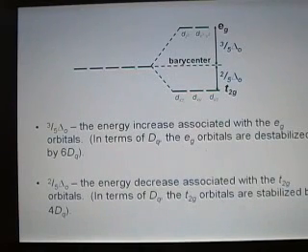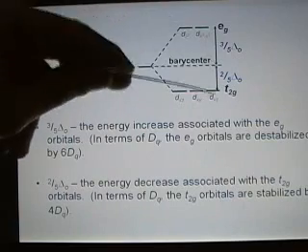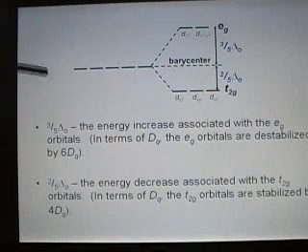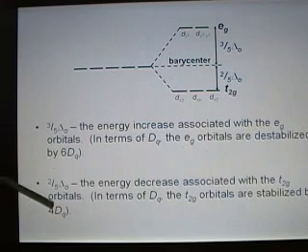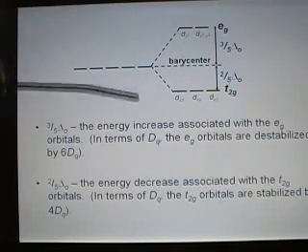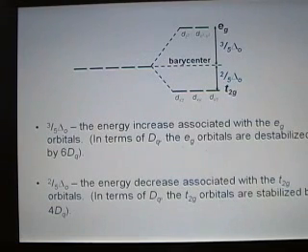Now, there's actually a certain fraction of energy that the EG is destabilized and the T2G is stabilized. If we say the entire energy between the T2G and EG is delta naught, the EG is destabilized by 3/5 of delta naught. So that's the energy increase associated with the EG orbitals. The EG orbitals are 3/5 times the crystal field stabilization energy.